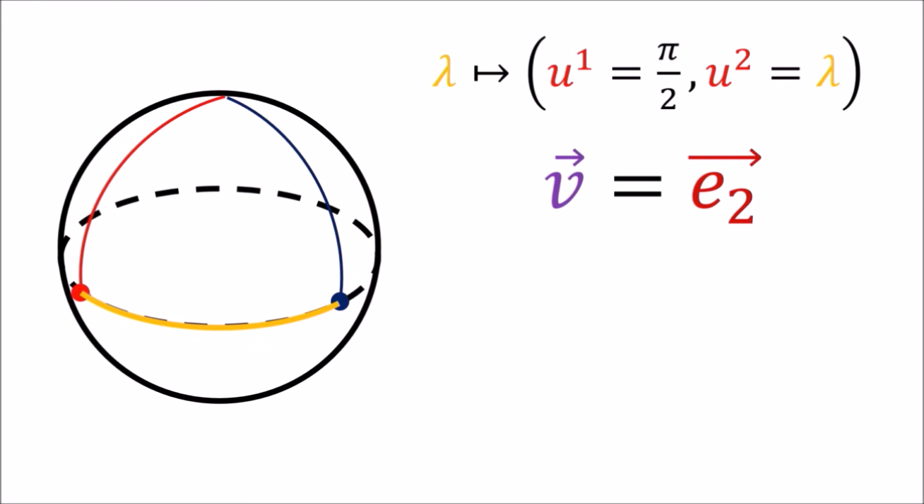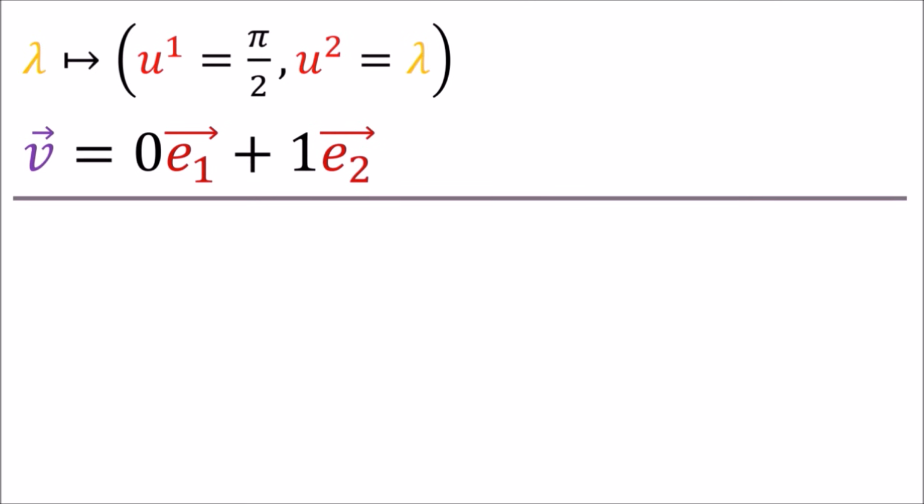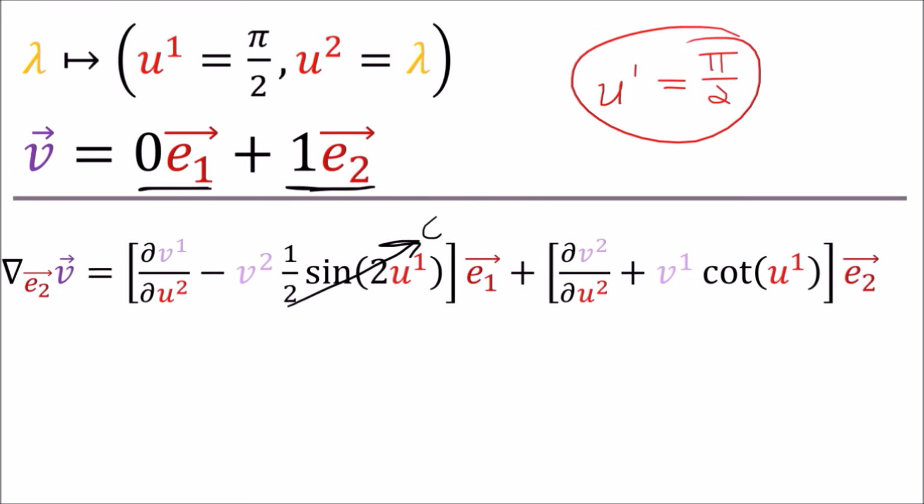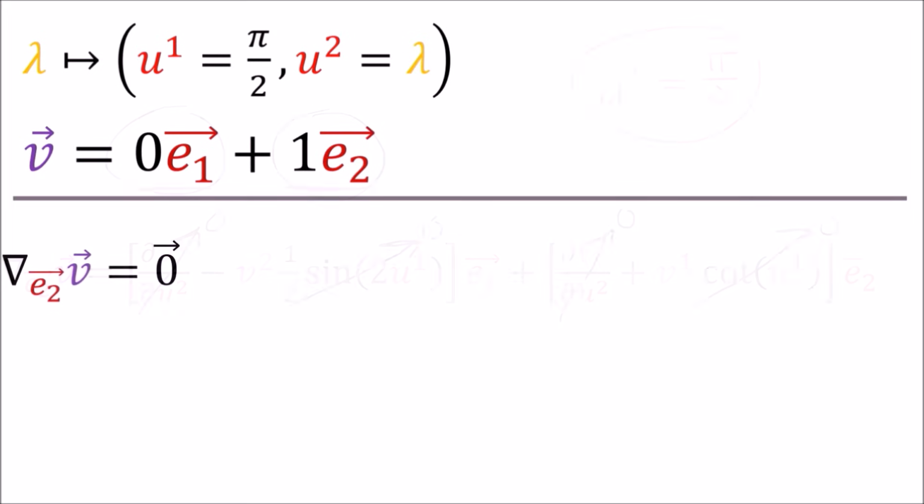Now let's try this vector field along the same curve. In this case, the vector field is just given by the e2 basis vector. So at all points on the curve, the vector field points in the e2 direction. So I've written this vector field as a full linear combination here just to show the first and second components. And again, since u1 is always pi over 2, all of these go to 0. And since both of the components are constant, these component derivatives also go to 0. So we end up with the covariant derivative in the e2 direction being the 0 vector.